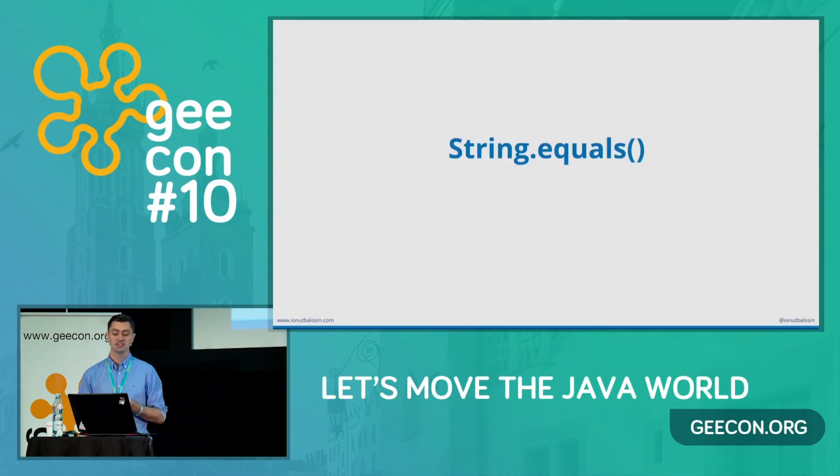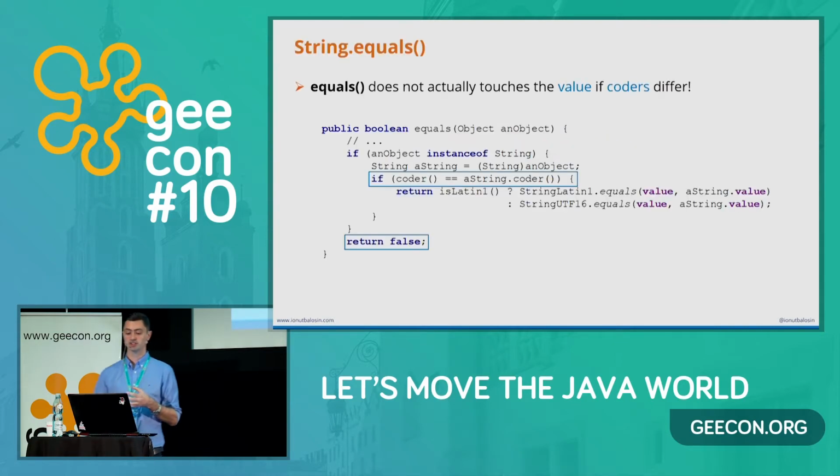The next interesting case is equals, because we see the strings are backed by this encoding scheme, and there is the coder which basically says that it's UTF-16 or Latin1. It's very important to understand that if you have strings backed by different encoding schemes, when you use the equals method, if the coders are different, it just returns false, right? Because it doesn't make sense to compare the actual bytes, because the coders are different, implicitly the strings are different.